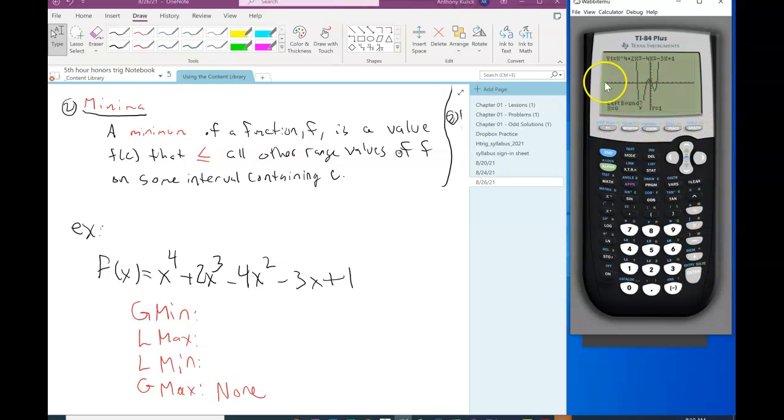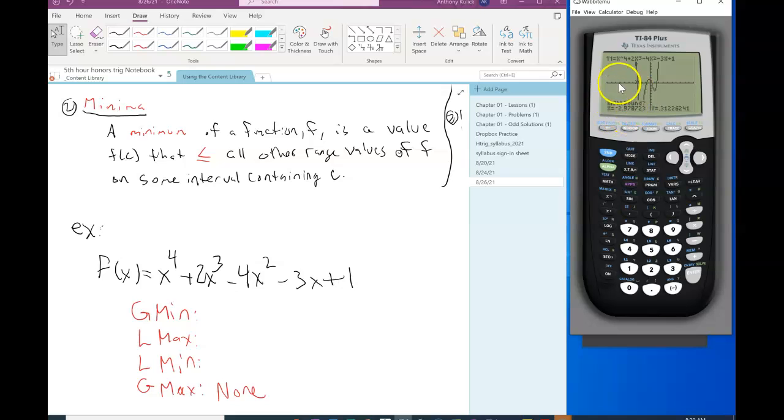Here at the bottom, it says left bound. So what the calculator needs me to do is find a point to the left of my global minimum. So like somewhere over here would be good. It doesn't really matter where, but somewhere on the left side of the minimum. So my cursor is right here. I'm just going to use my left and right arrows to move my cursor to the left side. And then I'll press enter.